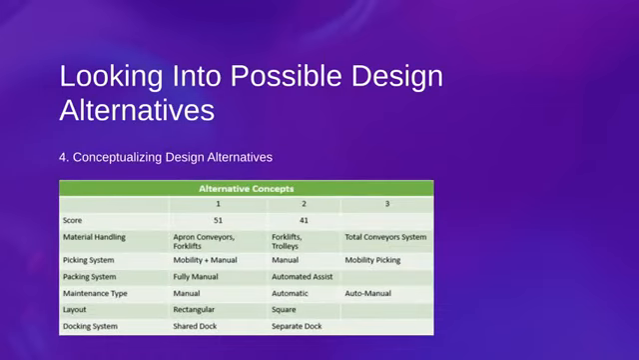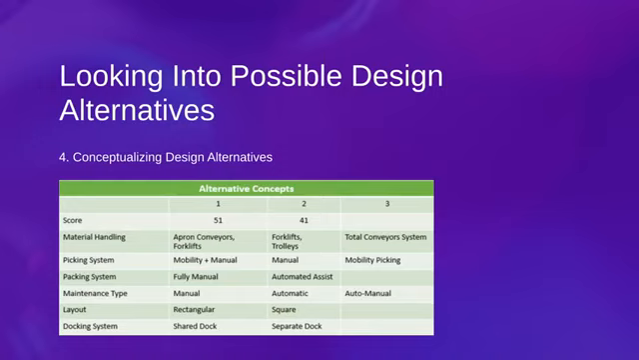So in order to evaluate the alternatives, we register the score, 51, for example, for the first alternative and 41 for the second alternative. The material handling techniques can be different, whether to use apron conveyors and forklifts inside the warehouse, or forklifts and order trolleys, or we make it a total conveyor system, automated system. The picking system can be either mobility, using mobility devices and manual picking, or only manual picking, or total mobility picking. The packing system, fully manual, automated, and such and such. The maintenance type can be manual, also automatic.